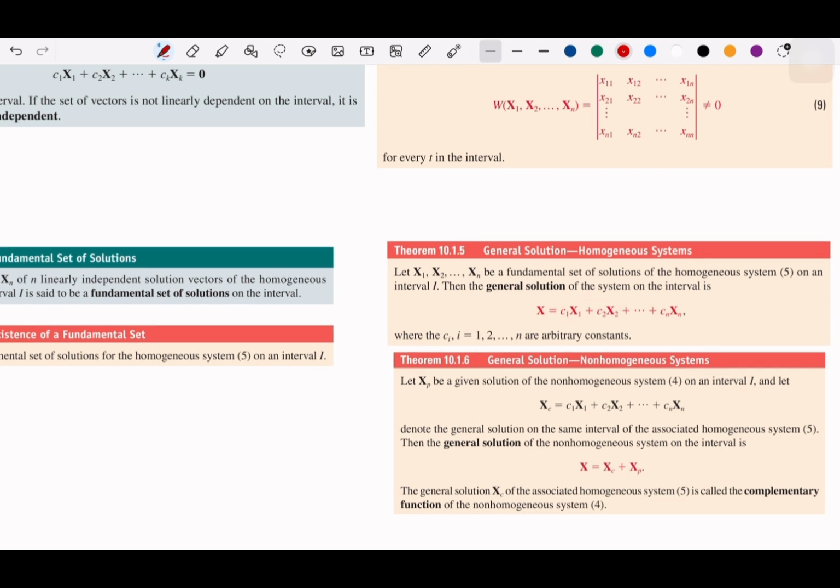So remember that we are going to have the XC and XP. XC is for the homogeneous, XP is for the non-homogeneous. C is from the complementary function. Okay, I think that should be okay for just an overview.